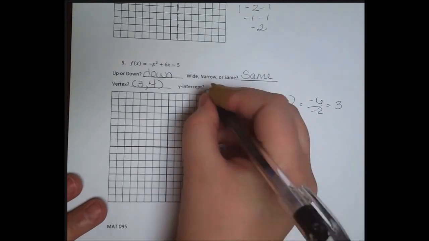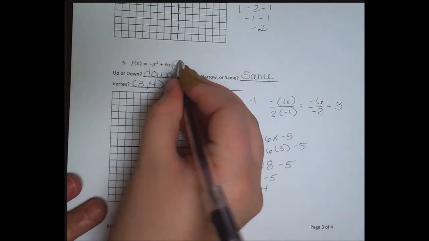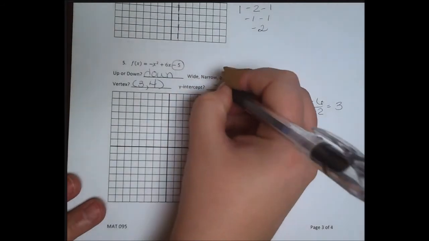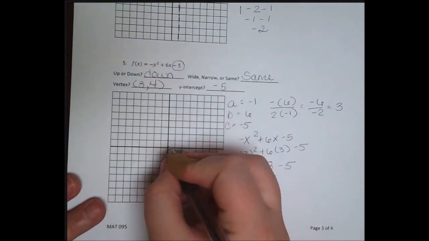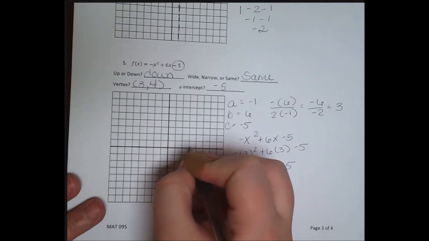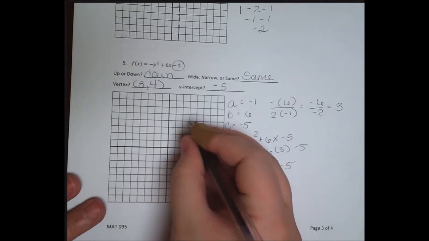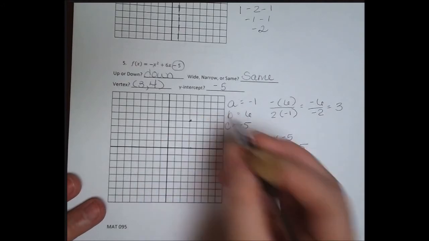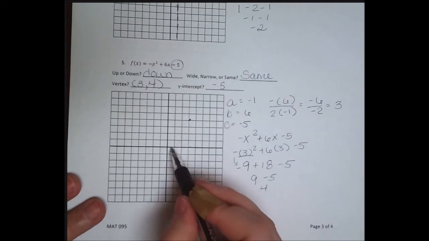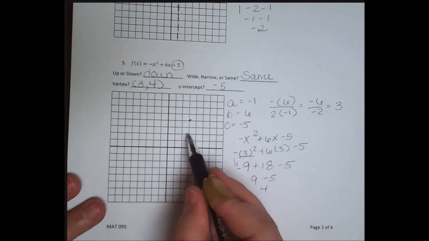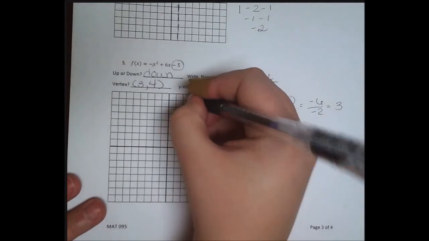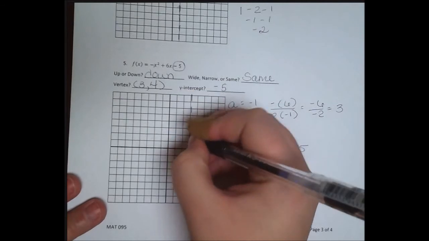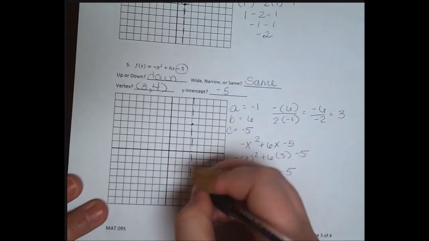So now we have our y-intercept, which is negative 5. And we graph our vertex first. So you go over 3 to the right and up 4. So to show you that one more time, you start at your origin and you go 3 to the right and then 4 up. Okay? Remember to draw your axis of symmetry if you start to get a little confused as to which direction to count.